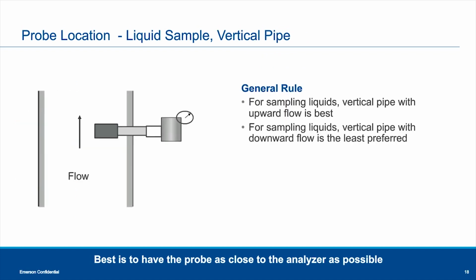And for probe location, if you have a vertical pipe and you're flowing upstream, that's one of the best locations for liquid flow. That said, if the liquid flow is downward in a vertical pipe, it's really not an ideal location for a probe, because you don't know that the whole pipe is going to be filled with the liquid. It could actually be multiple phases in there, two phases. So keep that in mind.